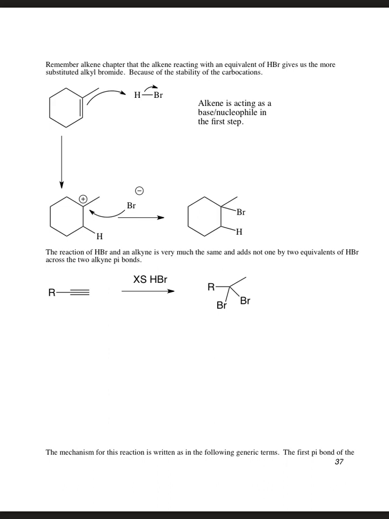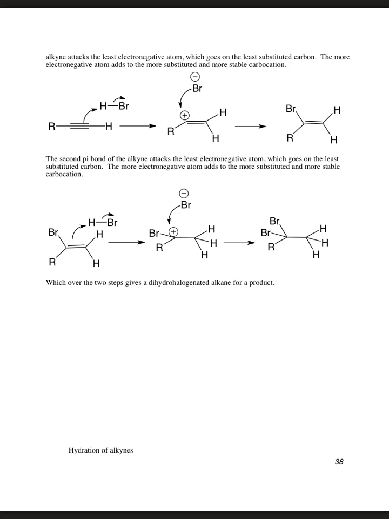So remember back in the chapter where we did the addition of HBr to a double bond, the pi bond attacked the hydrogen, it went to the least substituted carbon, and then the bromide added to the more substituted carbon. With a triple bond, we have 2 pi bonds, so it's just going to do this mechanism twice.